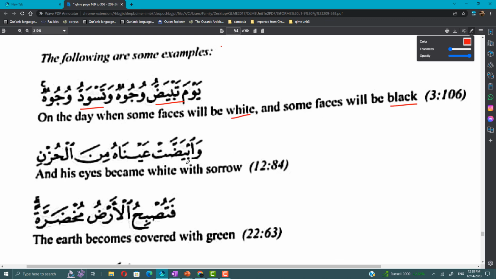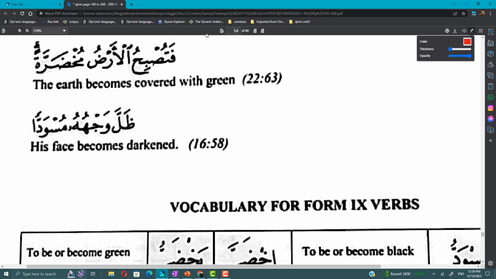Next is وَابْيَضَّتْ عَيْنَاهُ مِنَ الْحُزْنِ, and his eyes became white with sorrow. So what is the word here? Form 9, it's ibyaddat. This is talking about Yaqub alayhi salam. Due to constant crying at his separation from Yusuf alayhi salam, Yaqub alayhi salam's eyes had turned white from sorrow. And the sense is that he lost his eyesight and had become very weak.